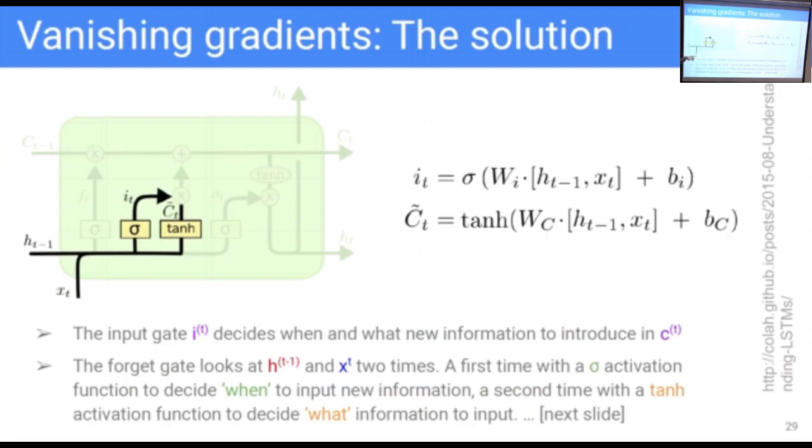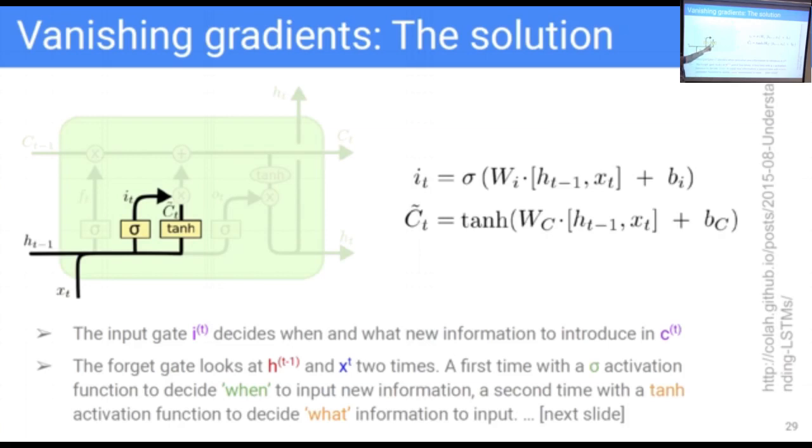So what you simply do is you have two different gates. In the sigmoidal gate, you do like in the forget gate. So you decide when you are going to input stuff in the memory cell. And I mean when, because you only decide between 0 and 1. You cannot really wildly modify the value. You can only decide whether you are going to put something in or not.